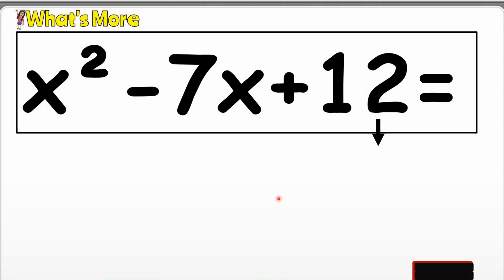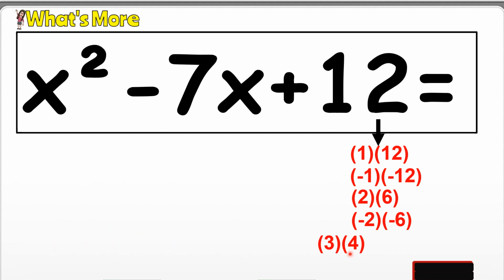Let's have more. How about if we have x squared minus 7x plus 12? O, ulit, ilista lang po natin lahat ng factors ng 12, na dalawang numbers na pag pinag-multiply mo, ang sagot ay 12. And these are 1 times 12, negative 1 times negative 12, 2 times 6, negative 2 times negative 6, 3 times 4, and negative 3 times negative 4.